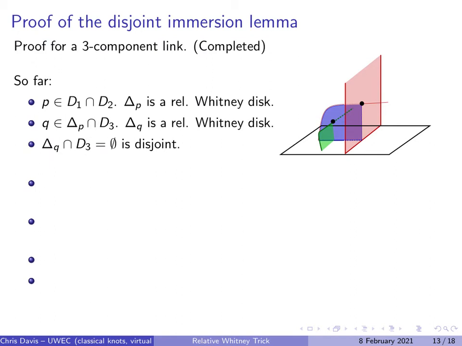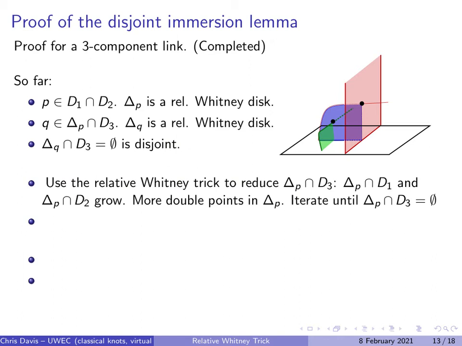So, summarizing what we have so far, we found a point in the intersection of D1 and D2, which we would like to get rid of. We found an associated relative Whitney disk. We found a point in the intersection of that relative Whitney disk with the third one of these MOS disks, D3, and found another relative Whitney disk, delta Q, associated with that point of intersection. The intersection between delta Q and D3 is now empty, and how did we do that? Well, we did finger moves. And let's see how to proceed from here.